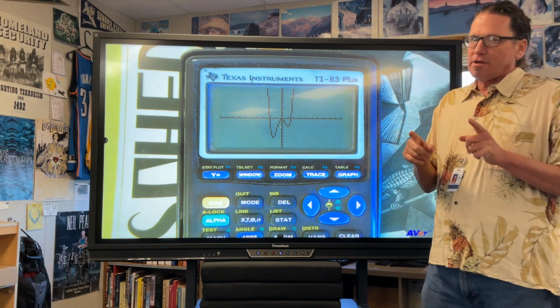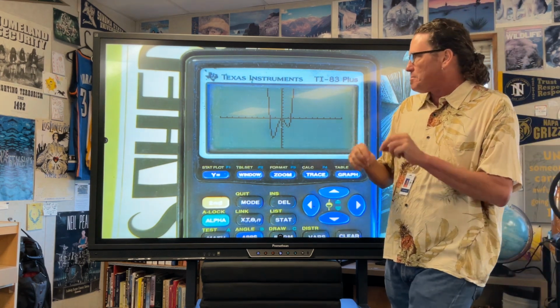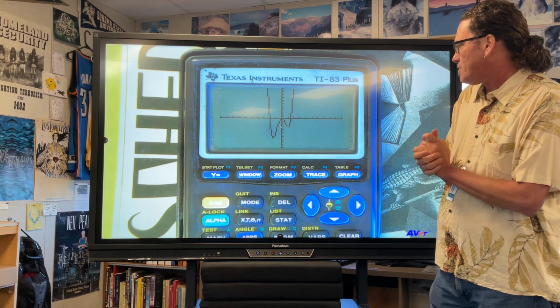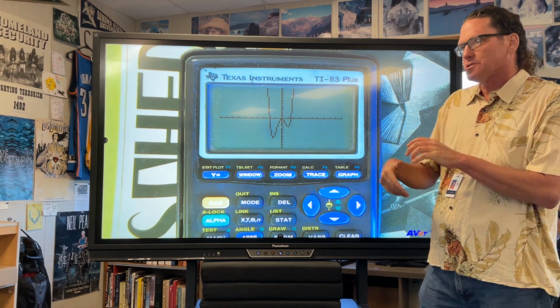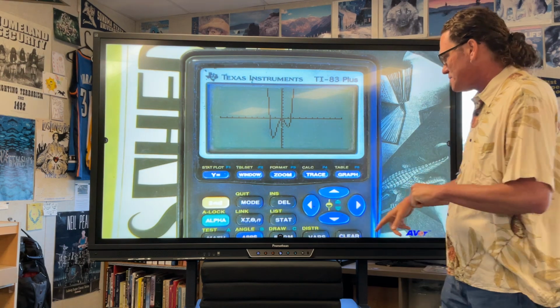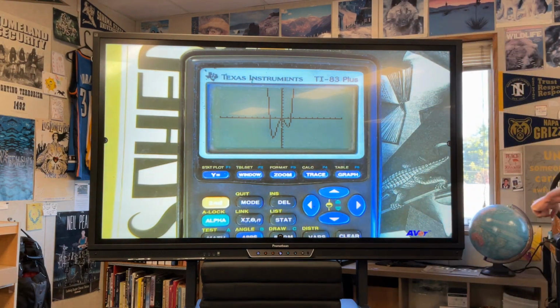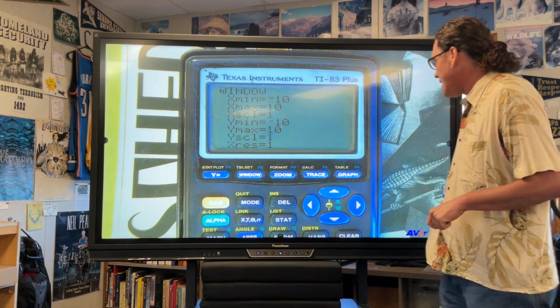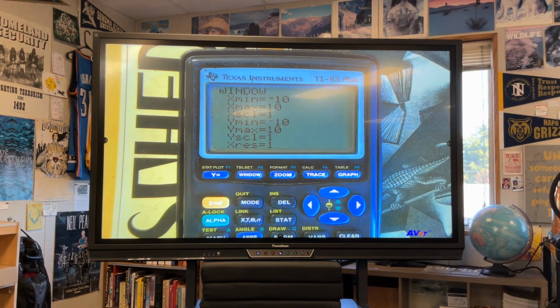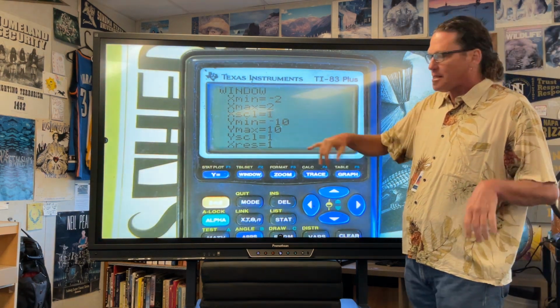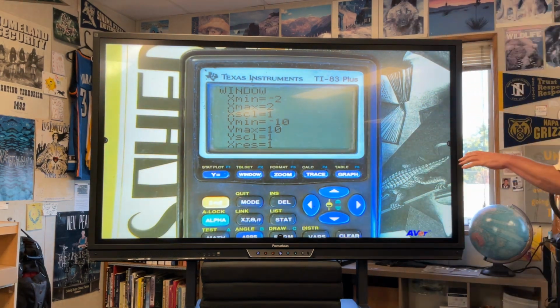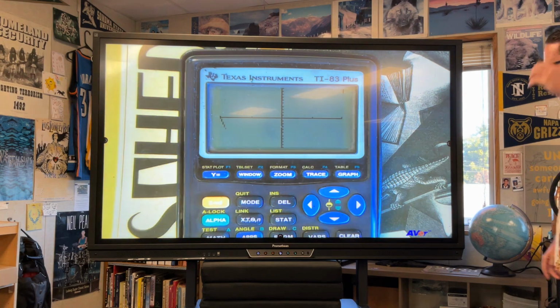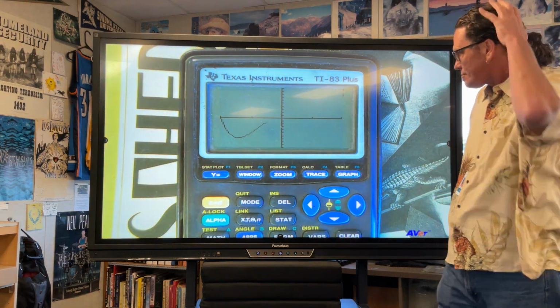So we were given a restricted domain. This was problem 4E on 1.4p, and the restricted domain was to go from -2 to +2. So I'm going to go to the window, and I'm going to force the change on my x min and my x max. I'm going to make a -2 for my x min, +2 for my x max. I'm going to keep my x scale at 1, and we'll take a look now at the new domain.